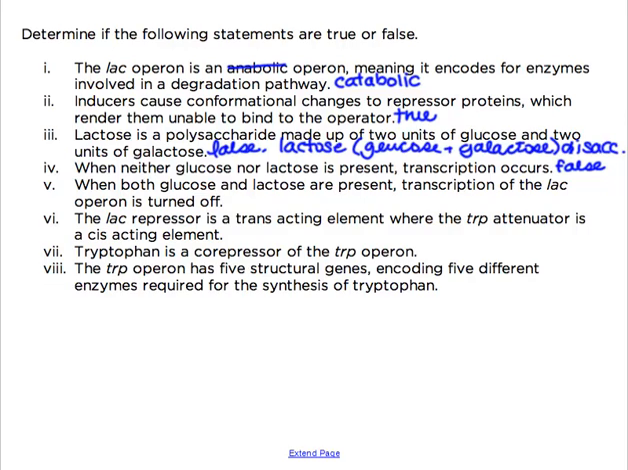5. When both glucose and lactose are present, transcription of the LAC operon is turned off. So this is true. And that is because even though lactose is present, if there is an alternative preferred energy source like glucose, the LAC operon isn't going to be turned on. Okay, so that is because when glucose is high, cyclic AMP is low. And when cyclic AMP is low, that means that transcription is not going to occur.